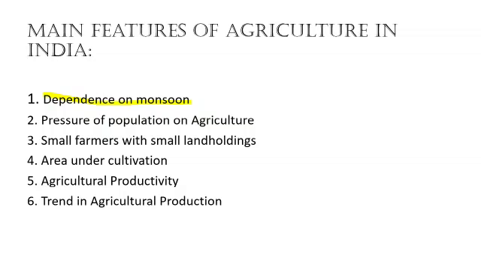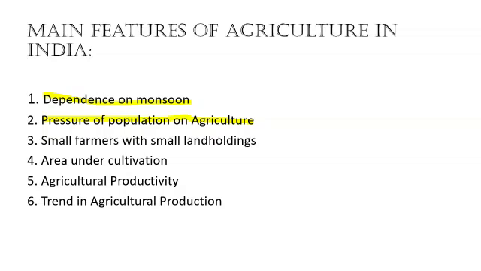Second point is pressure of population on agriculture. In India, most of the people depend upon agriculture. So it increases the pressure upon the land. It leads to subdivision and fragmentation of holdings. As a result, the number of workers employed is much more than actually required.